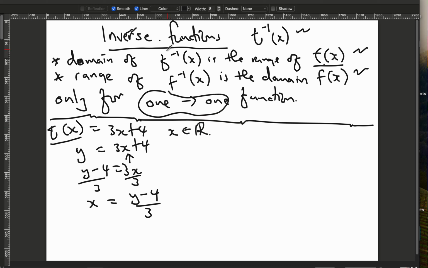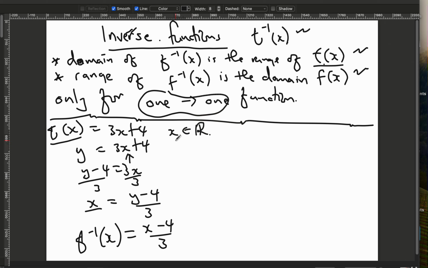I just have to write it now in the form of an inverse. I'll replace the x that I've made the subject with f of negative 1 of x. That's now the inverse, being equal to, I'll replace the y with an x, x minus 4 divided by 3. That's what I'll be having as my inverse.